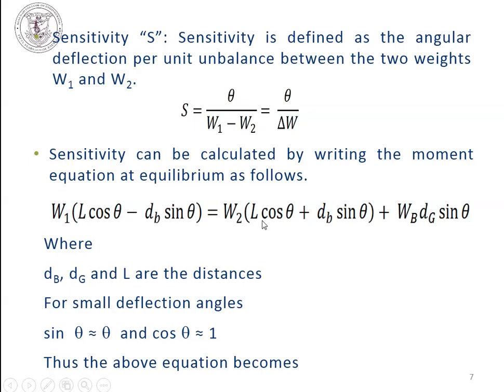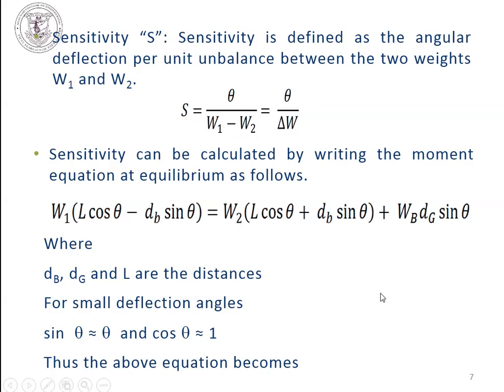Okay, so this sensitivity can also be calculated by writing the moment equation at equilibrium as follows. As we have learned all this moment equation in the third semester in the MOM subject, we can say W1 into (L cos theta minus dB sin theta) is equal to W2 into (L cos theta plus dB sin theta) plus weight of the balance WB into dG into sin theta.